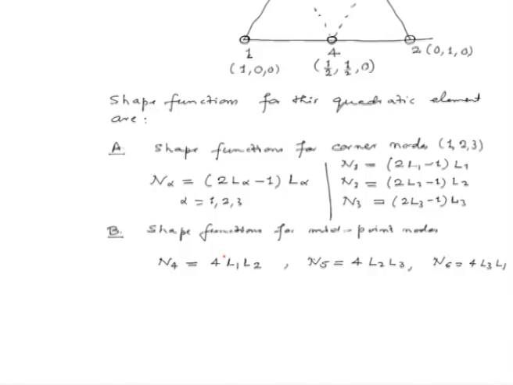So, now we can verify the two properties which each shape function should satisfy. So, verification. Let us first verify in the reverse order. First let us say the Kronecker delta property.